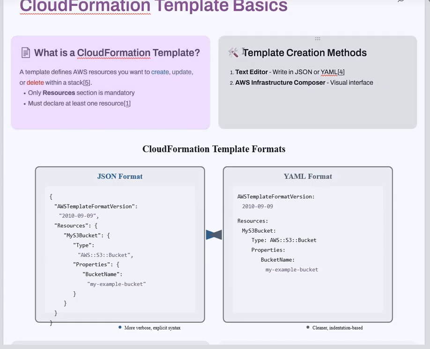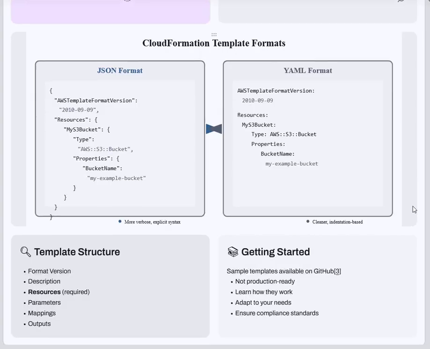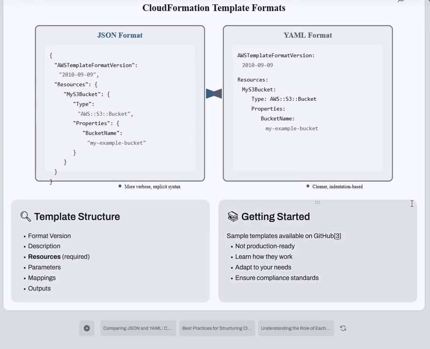So you can create these templates using a text editor, in JSON or YAML. And there's another one called AWS Infrastructure Composer, so you have a visual interface in there. All right, so for CloudFormation template formats, you can see JSON format on the left side and YAML format on the right side. In both templates, you can see they define the template format version.